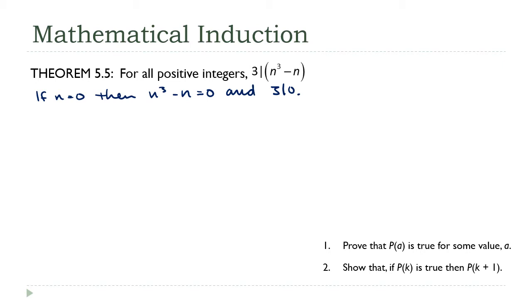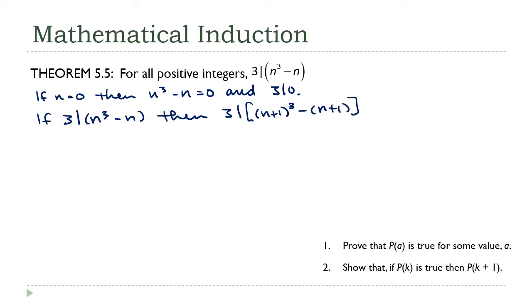So now we need to move on to the inductive step. So what do we need to do? We need to show that if 3 divides n cubed minus n, then 3 divides, and we need to do it with n plus 1, so it'll be n plus 1 cubed minus n plus 1. All right, so let's look at that expression: n plus 1 cubed minus n plus 1.